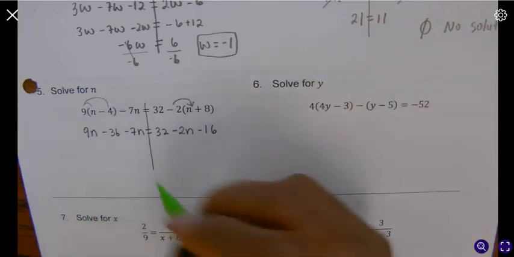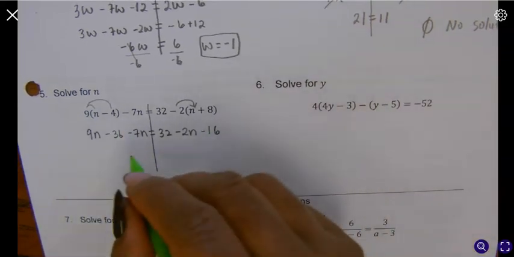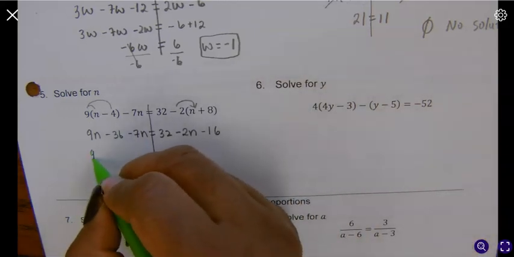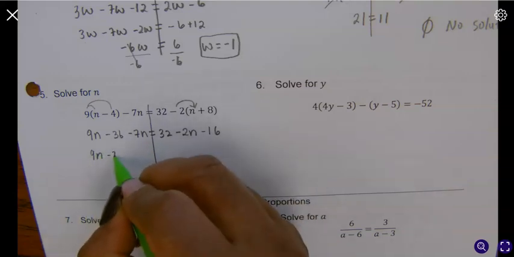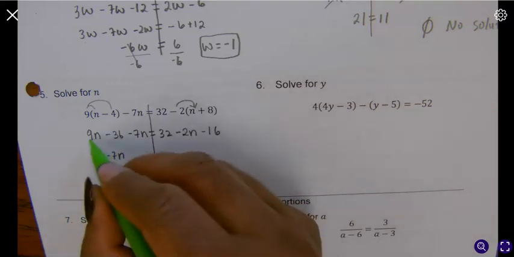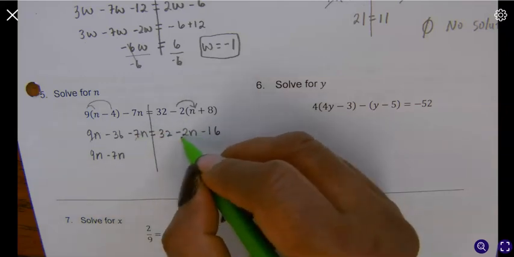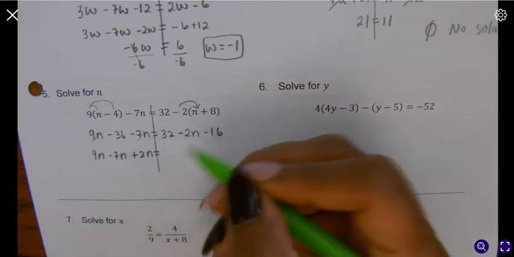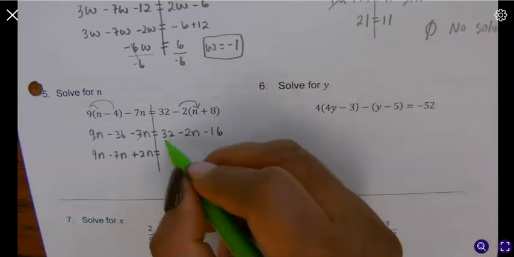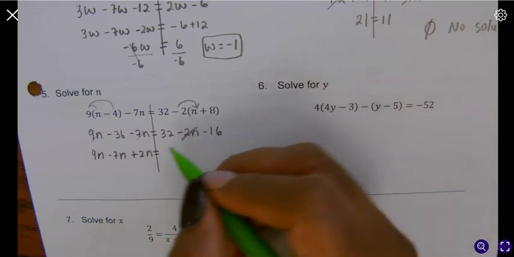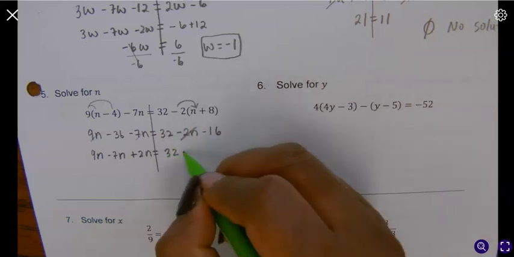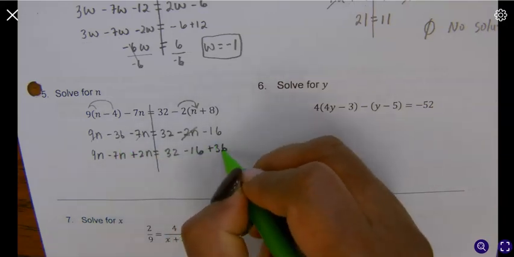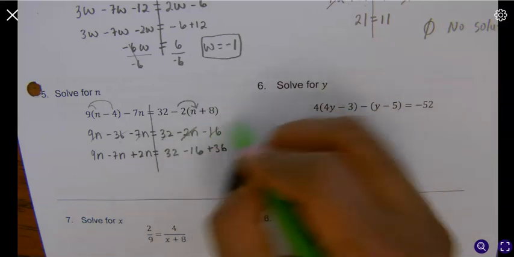Alright, so there's a lot of things to move around here. I have variables here and here and numbers. So just be careful here. So you're going to do 9n minus 7n. And then that part is done. And then this one, since this is negative 2, write positive 2n. Okay, because it's going over the equal sign. And then I have 32, negative 16, and then I have positive 36 here. So now all of those are collected.